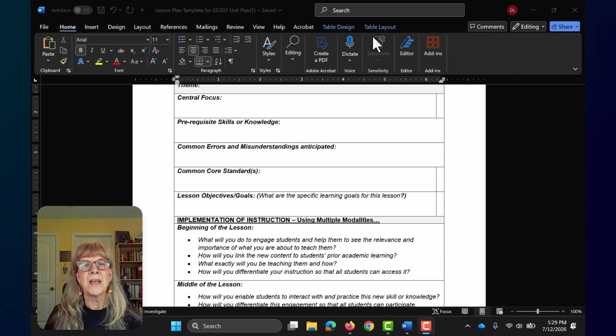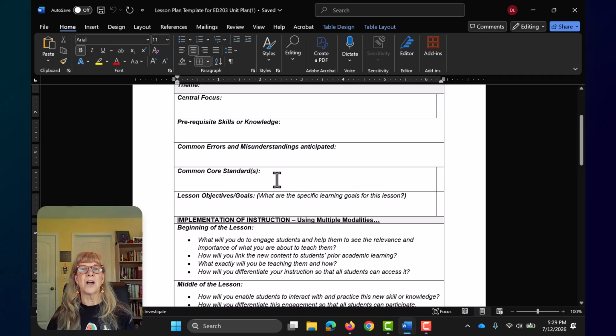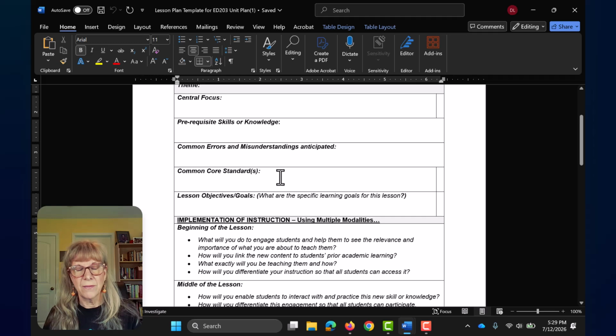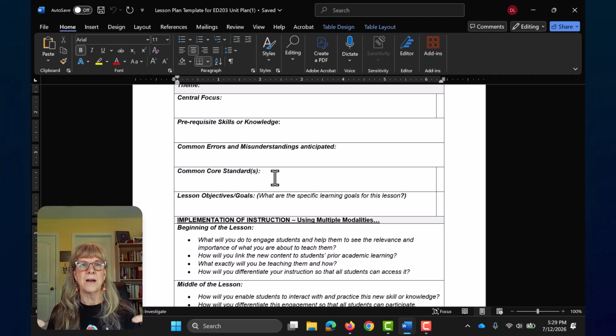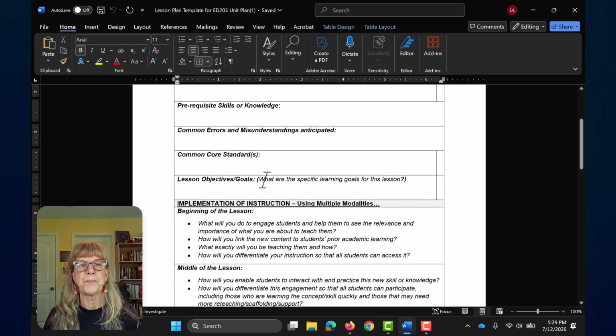The next area is the Common Core standard, or standards if you're working with more than one, and often you will be in a lesson. Here, I want you to write down the number and the full standard. So write down the full wording of the standard that you're working with.